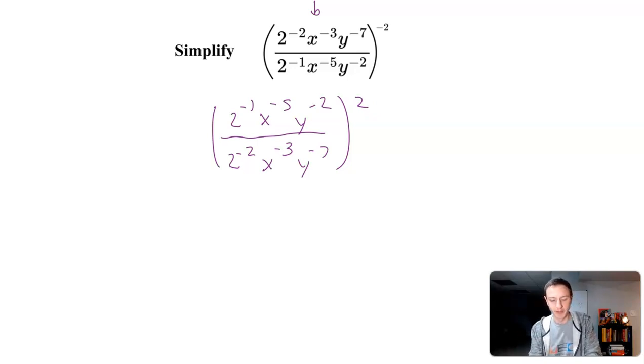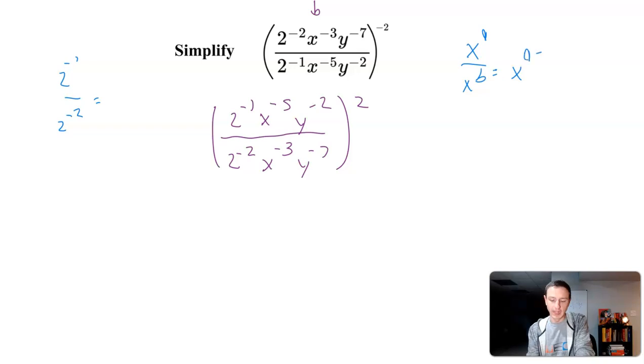So here's how we simplify this. We have 2 to the -1 over 2 to the -2. When we are dividing by the same base, the rule here is to subtract the exponents. So division of same base. So if I have x to the, let's just call it x to the a over x to the b. Division of the same base.